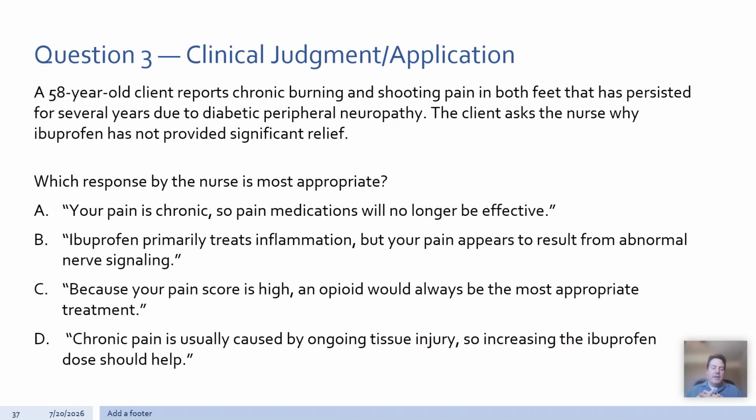So, a clinical judgment application question. Let's say we have a 58-year-old client who reports chronic burning and shooting pain in both feet that has persisted for several years due to diabetic peripheral neuropathy. The client asks the nurse why ibuprofen has not provided significant relief. Which response by the nurse is most appropriate? Go ahead and pause and read these yourself.